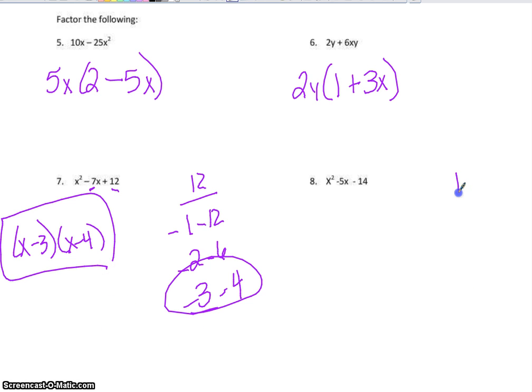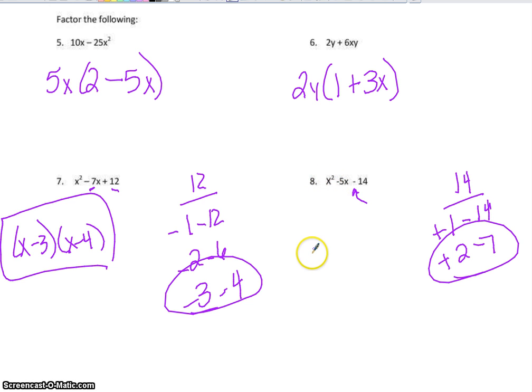Number 8, you're going to find the factors of 14: 1 and 14, 2 and 7. This time the signs are going to be different, and the biggest one is negative. If the big one is negative and they're different, the small one has to be positive. You need the factors that equal negative 5, so 2 and negative 7. Once again, there's nothing in front of x squared, so you're ready to write your answer. x plus 2, x minus 7.